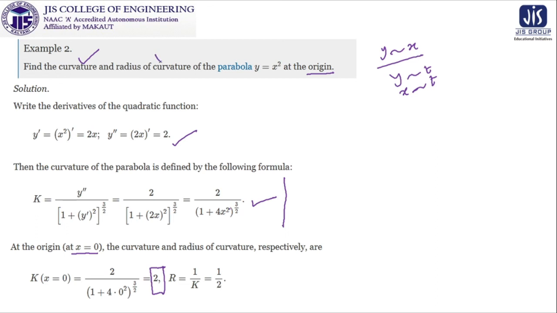But there is another question, the radius of curvature. We know that the radius of curvature is nothing but the reciprocal of the curvature. Already we have established this in the previous slides. So once the curvature is calculated as 2, the radius of curvature of this particular parabola at the origin will be 1 by 2. It is simply the application of this particular information.